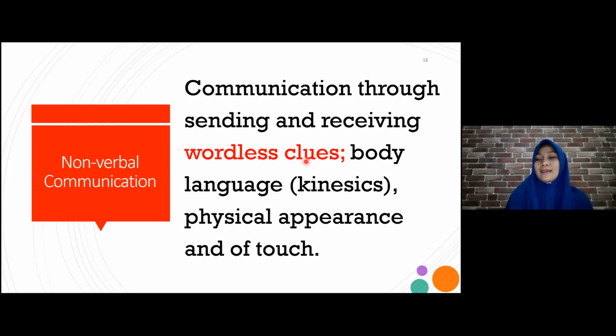It also has meaning. It could be body language, something related to kinesthetics or physical appearance, and even a touch. When you touch your friend's shoulder like this, it could be something really meaningful for your friend who has, for example, a problem in his or her life. Okay, so body language is any kind of body movement from you. Physical appearance is some performance physically put out by someone.